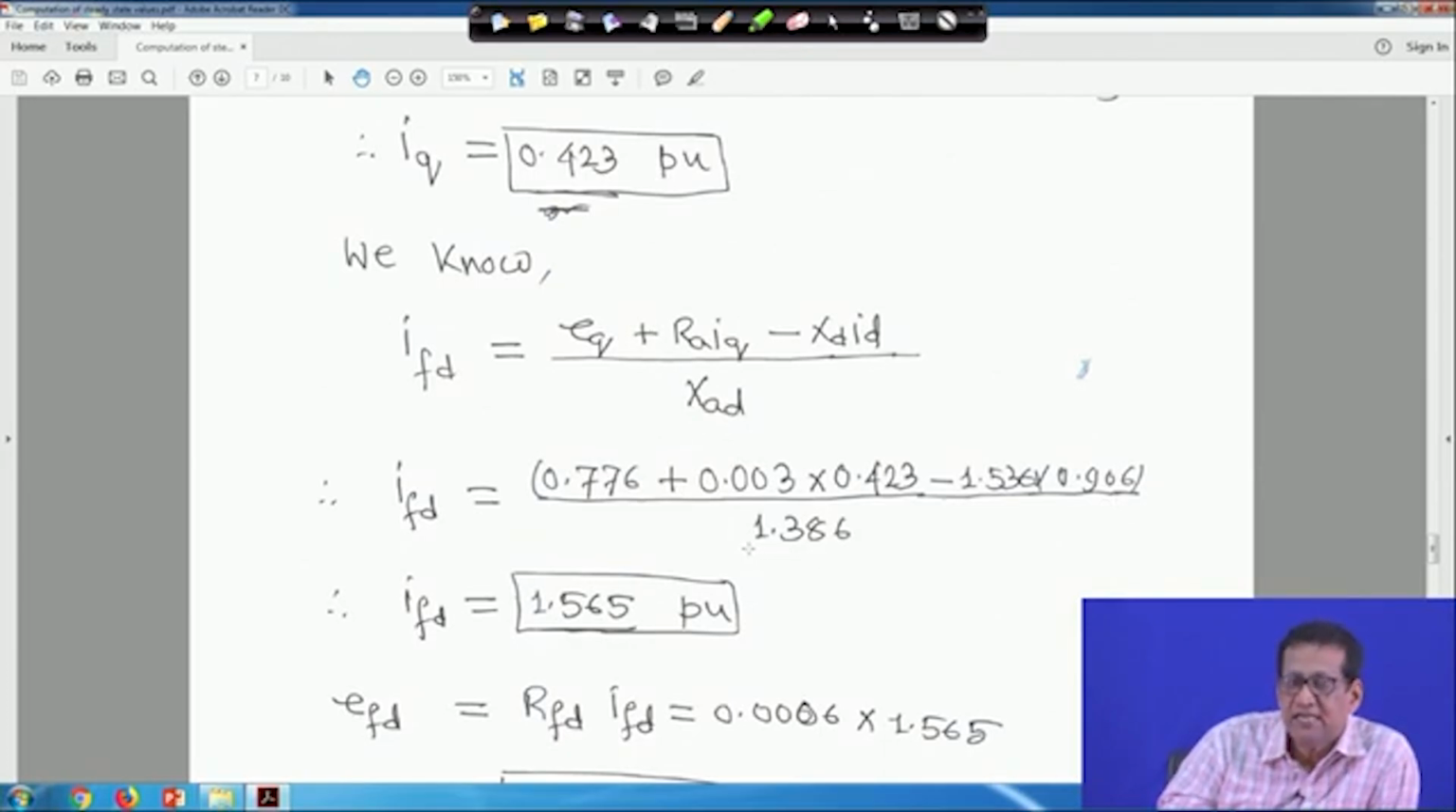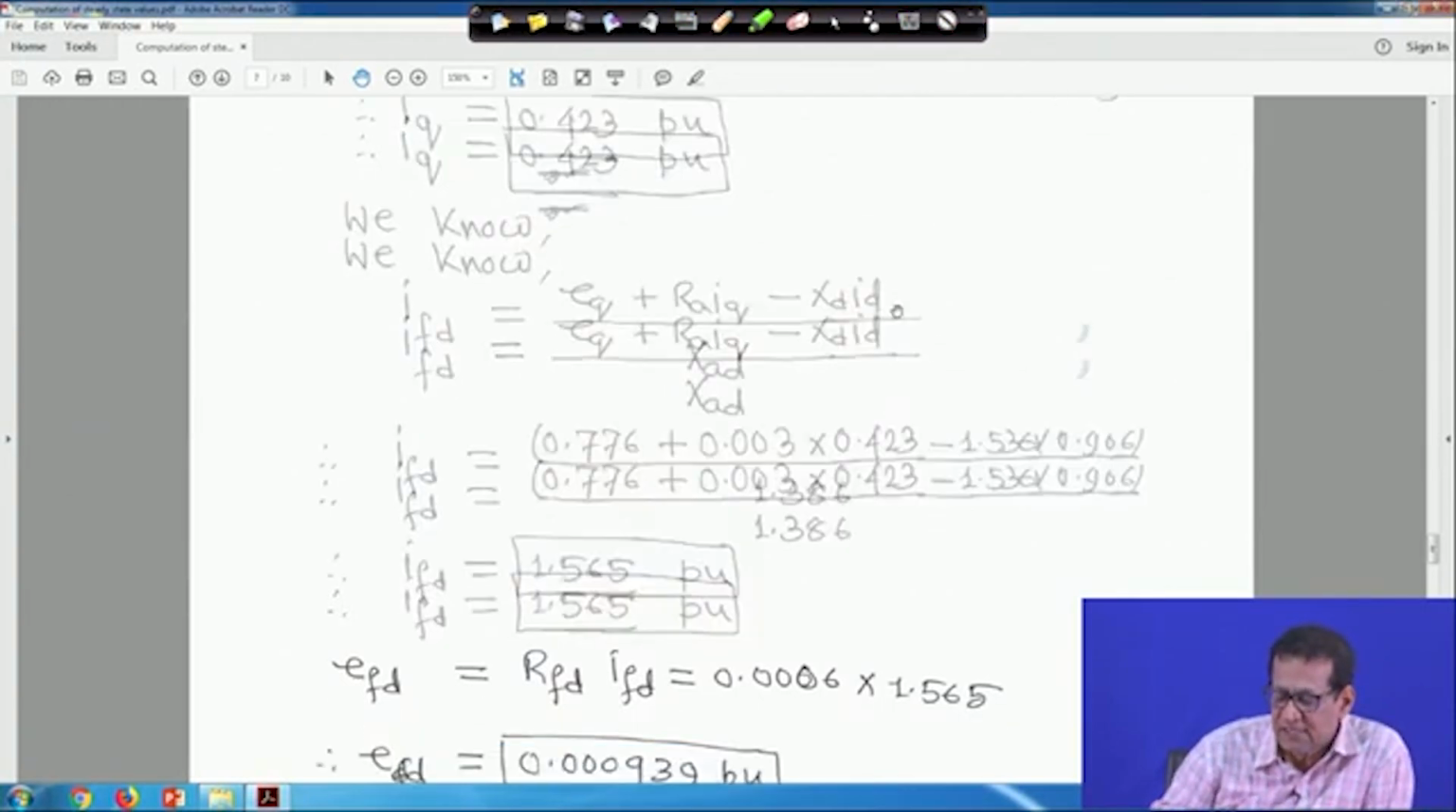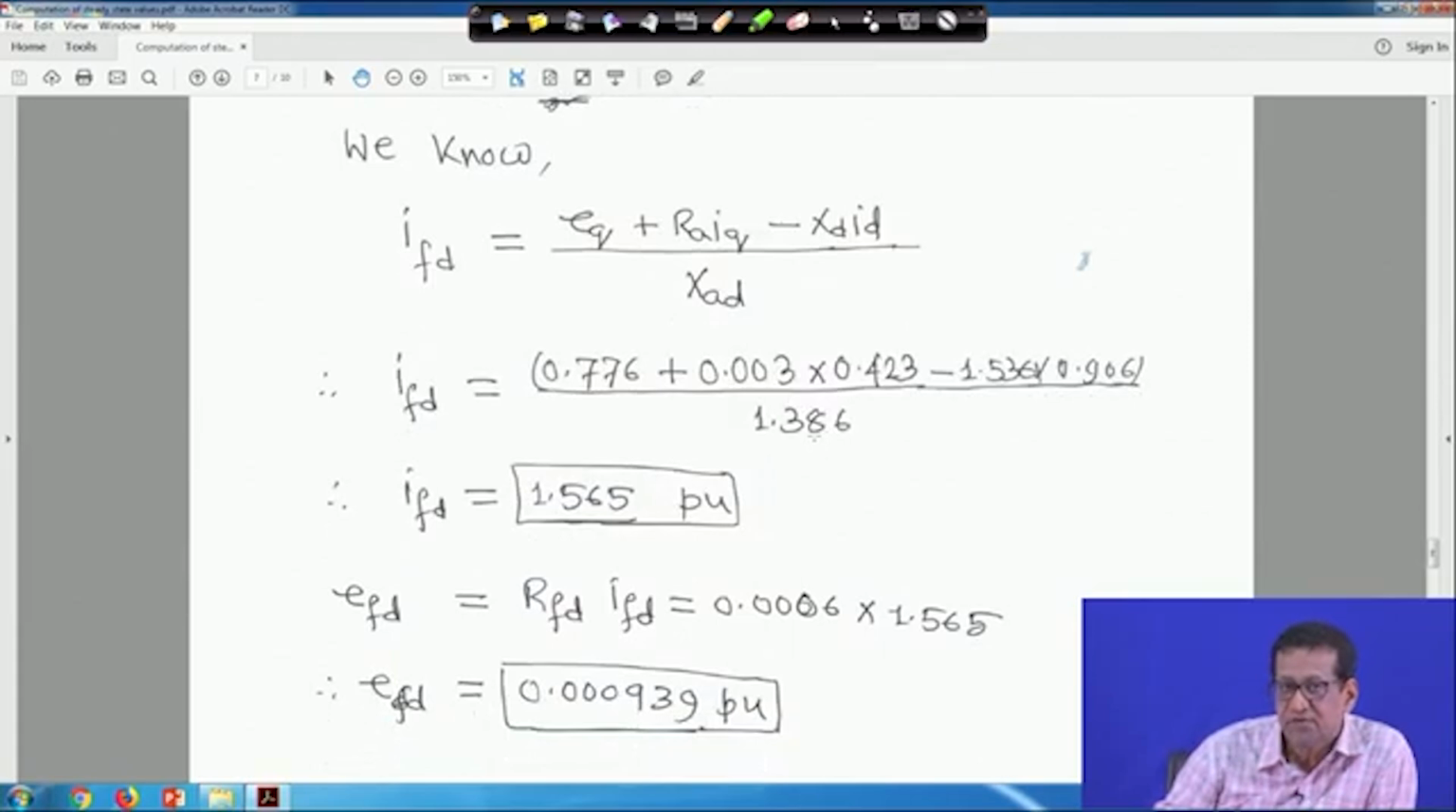Actually, in per unit LAD will be equal to XAD. I told you in per unit values your inductance and your reactance all are same. So, in per unit value LAD is equal to XAD, right. So, that is why it is 1 divided by 1.386. If you compute, you will get IFD is equal to 1.565 per unit, right.